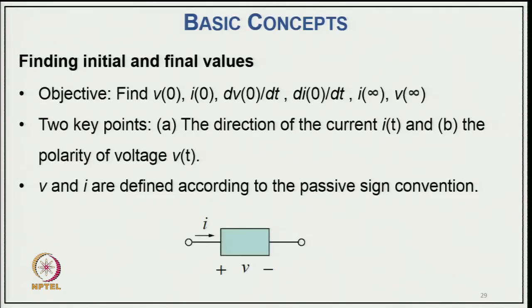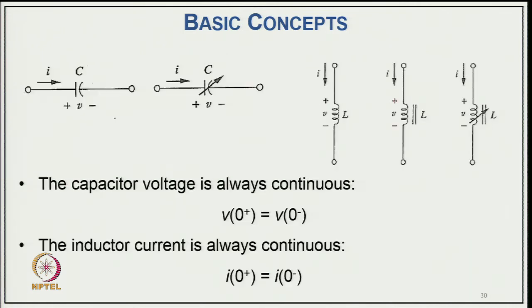Coming to the basic concept of finding initial and final values, the objective is to find v(0), i(0), dv(0)/dt and di(0)/dt, and i(infinity) and v(infinity), that is the values of these variables at infinite time. There are two key points here: the direction of the current and the polarity of the voltage. V and i are defined according to the passive sign convention. As you can see here, current is entering a passive device, so we assign the voltage plus and minus polarity.